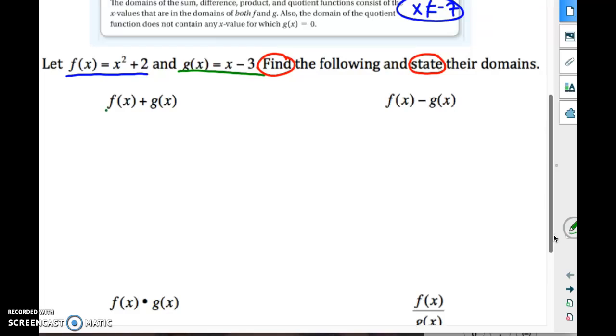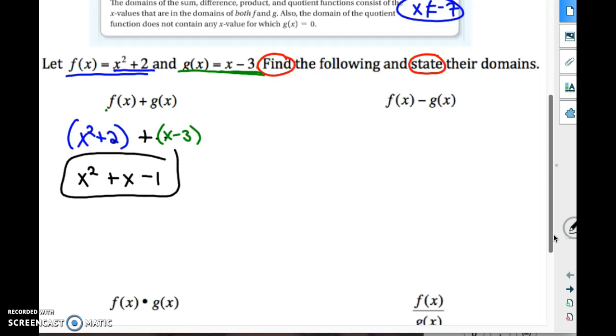It says f of x plus g of x, so that's going to be x squared plus 2, because that's what our f is, and then plus g of x is x minus 3. So it's just straight up substitution that we're doing there. Because there's nothing to distribute in either of our parentheses, we can just add these right together. So we'd have x squared plus x, and then 2 plus -3 is -1.